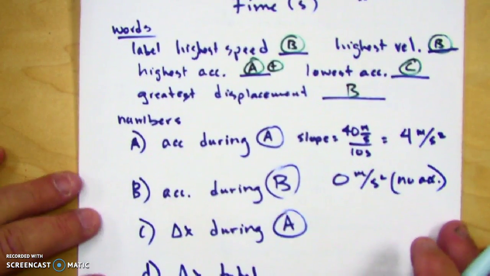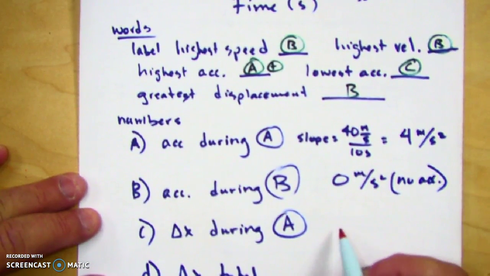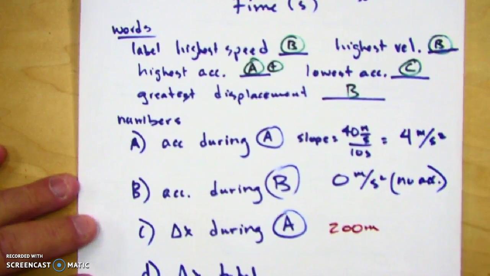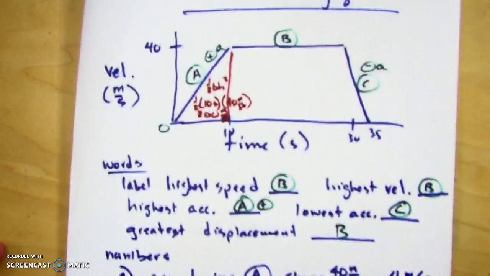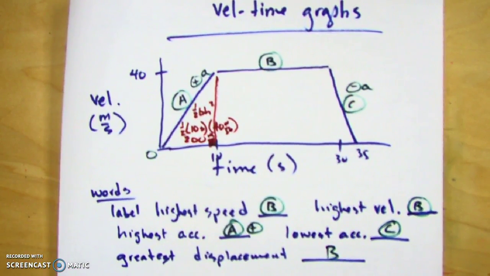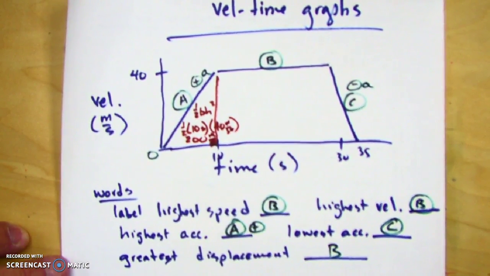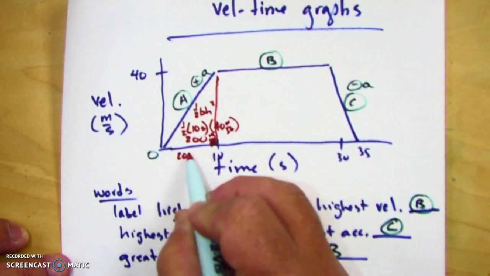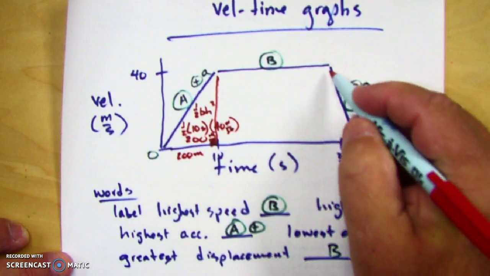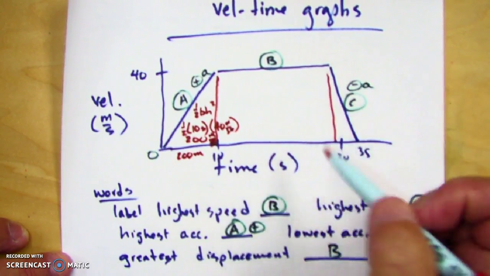So therefore you could say, what is delta x? Well, obviously during A it's 200 meters. The last thing you could be asked is, what is the delta x total? And let's just completely do that on the graph. In order to do that, what you're going to have to do is split it up into areas that you can handle. You have already done this area, and you said it was 200 meters. Now split it up into this area.